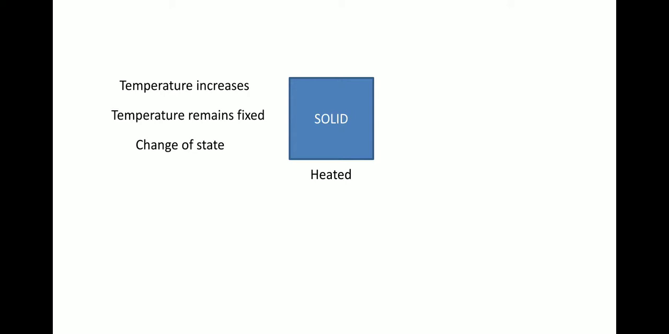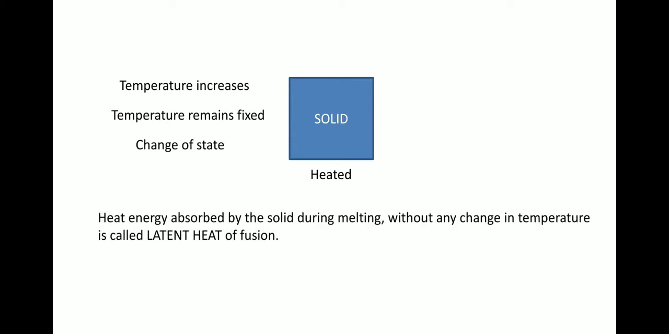So, in other words, after increasing the temperature for a certain time, the heat applied will be used in order to change the state of solid to liquid. That is, the solid melts to liquid by taking that amount of heat without changing the temperature. This heat energy absorbed by the solid during melting without any change in temperature is called latent heat of fusion. In this case, it's melting, that is why it is latent heat of fusion.